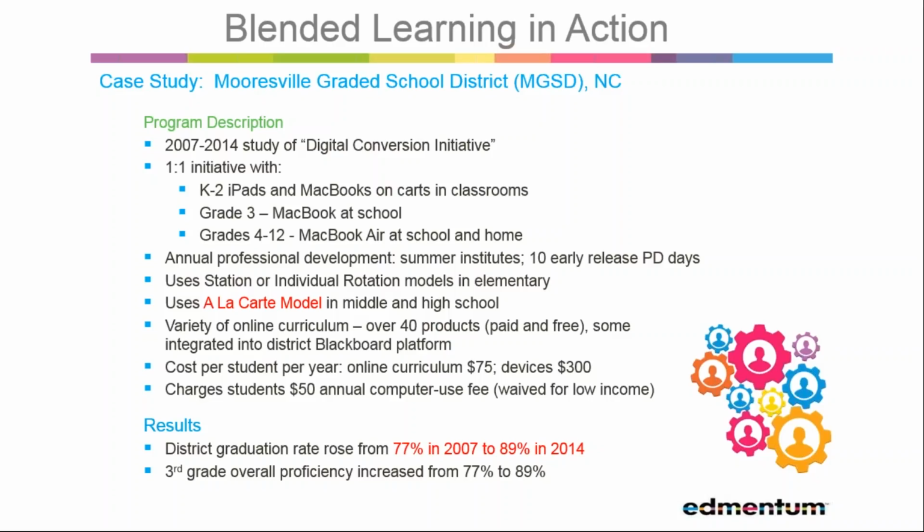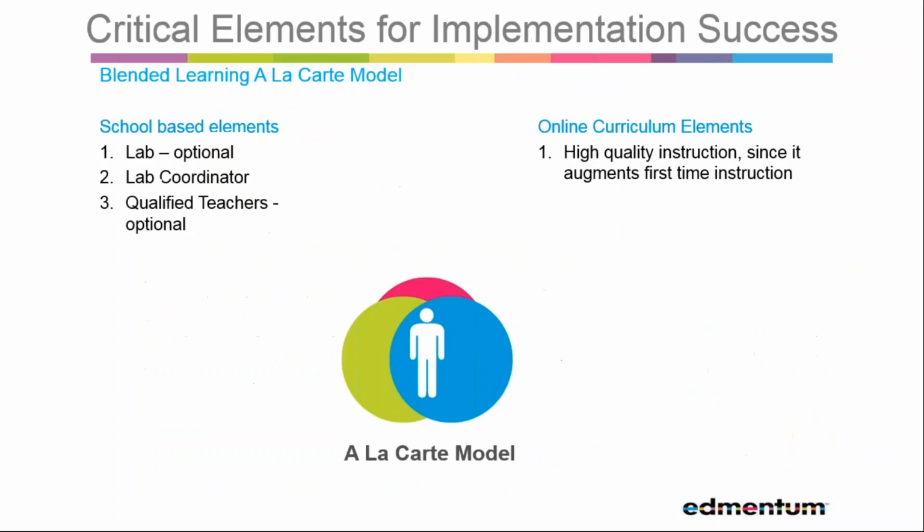Again, now you're thinking, all right, I've got the models, right? I know exactly what this looks like from an a la carte standpoint. I've got the research that supports it. What is it going to take for me? What do I need to be thinking about if I want to implement this in a variety of ways? Now we're looking at some of those critical elements for implementation success.